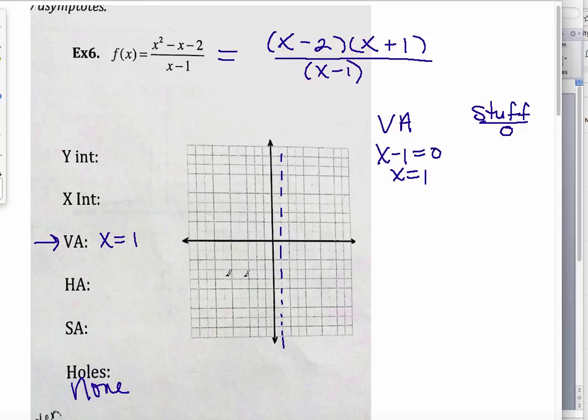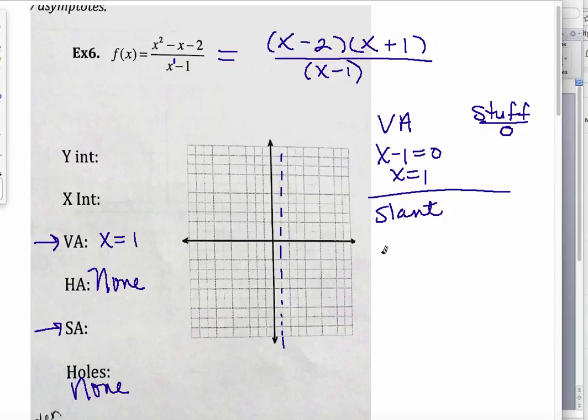our graph. And then the horizontal asymptote would be next. If the degree of your numerator is less than the denominator, it's the x-axis. If the degree of the numerator is equal to the denominator, then it's the ratio of the coefficients. And if the degree of the numerator is greater, there is no horizontal asymptote. And if it's exactly 1 greater, there's a slant. So we do have a slant.